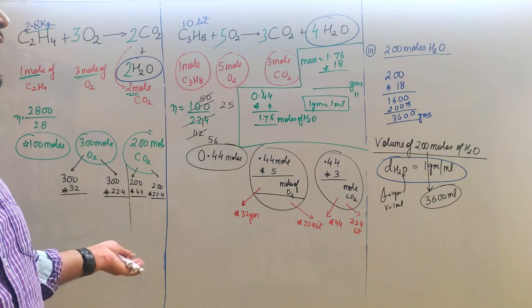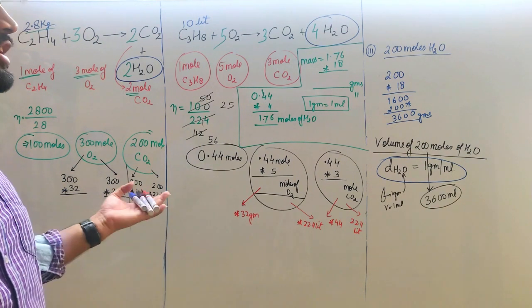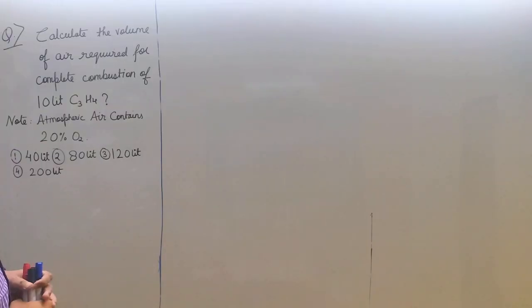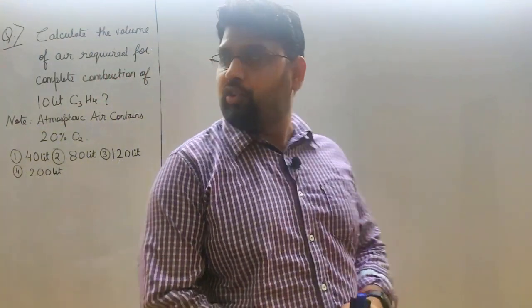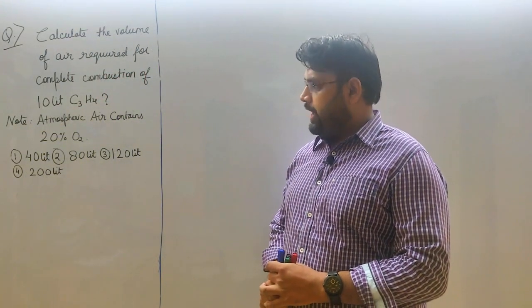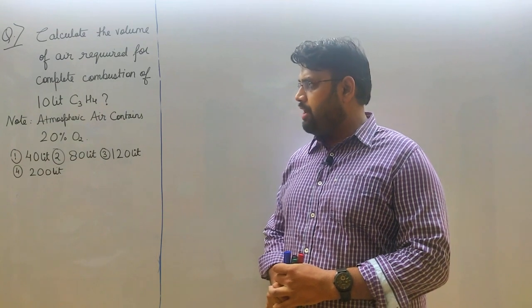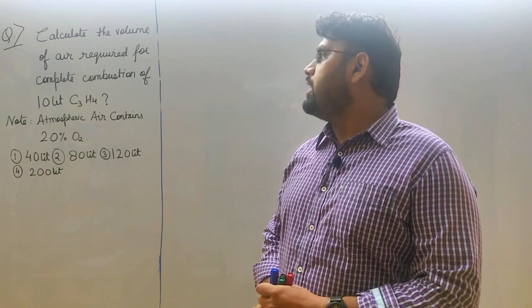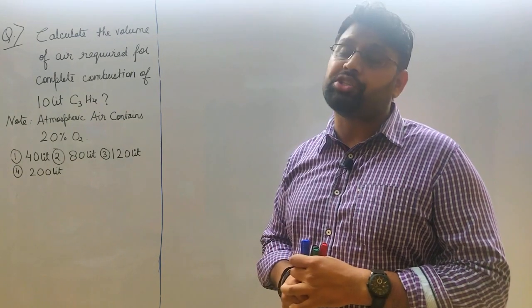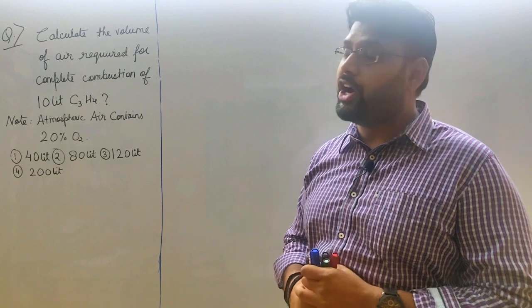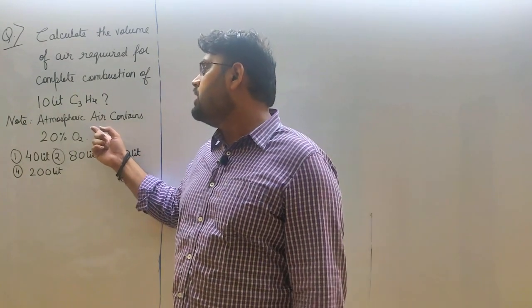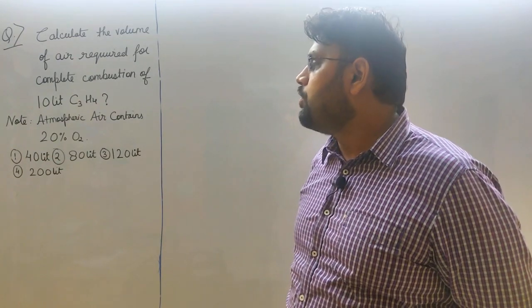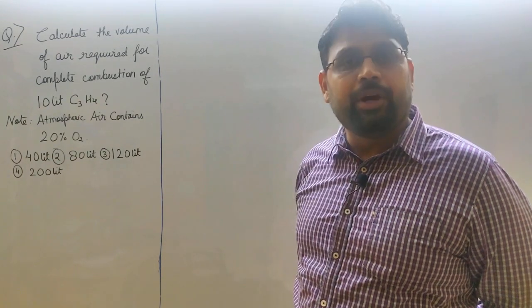In this question it was not asked, but suppose if it was asked, then you have to do it in this way. Okay. Now let's take a look at another question. Calculate volume of air required for complete combustion of 10 liter of C3H4. So here we have hydrocarbon C3H4, of which 10 liter is given, and it is asking to calculate volume of air required, not oxygen. It is specifically mentioned that atmospheric air contains 20% of oxygen. The options are: 40 liters, 80 liters, 120 liters, or 200 liters.